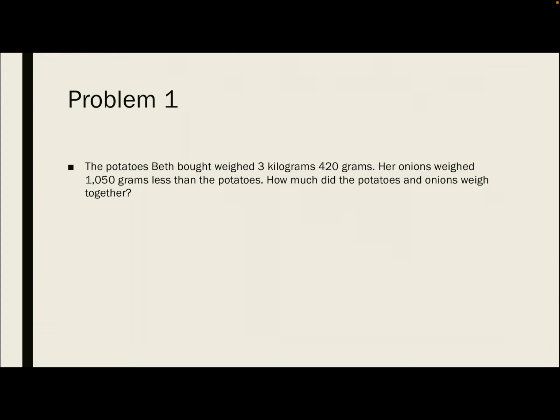So the first thing we need to do is pull out the important information. First thing, we need to know how much the potatoes weigh. They weigh 3 kilograms, 420 grams. The onions weigh 1,050 grams less than the potatoes. So already we have our first problem: 3 kilograms, 420 grams minus 1,050 grams. Once we have that answer, then we can add the onions and potatoes together and get our final answer.